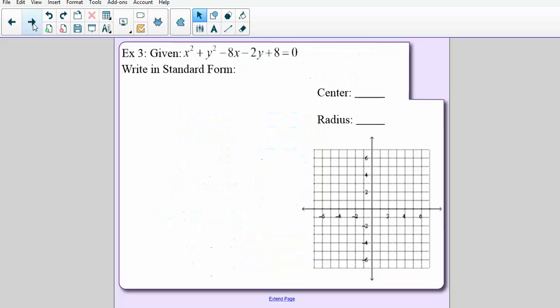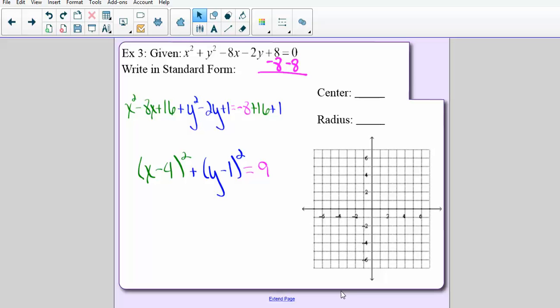All right, so with this one, I'm going to ask you to pause it, and I want you to try to do the completing the square, and then I'm going to ask you to go one step further and actually write the center, write the radius, and graph it. So go ahead and pause it, complete the square, and then graph your circle using what we learned in yesterday's video.